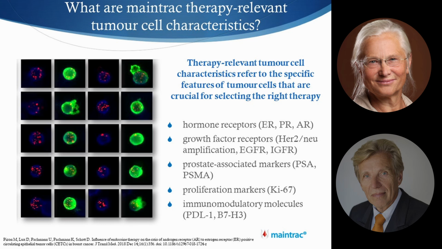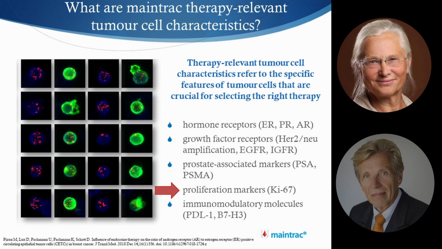Therapy-relevant tumor characteristics refer to the specific features of the tumor cells that are crucial for selecting the right therapy. These are, for example, hormone receptors on breast cancer, and even the androgen receptor is important for triple-negative breast cancers. Then we can test for growth factor receptors such as HER2/neu amplification, EGFR or IGFR, or for prostate-associated markers like PSA and PSMA on the cells, not in serum. And PSMA can be especially important because there are now treatments using marked PSMA antibodies to treat the tumor.